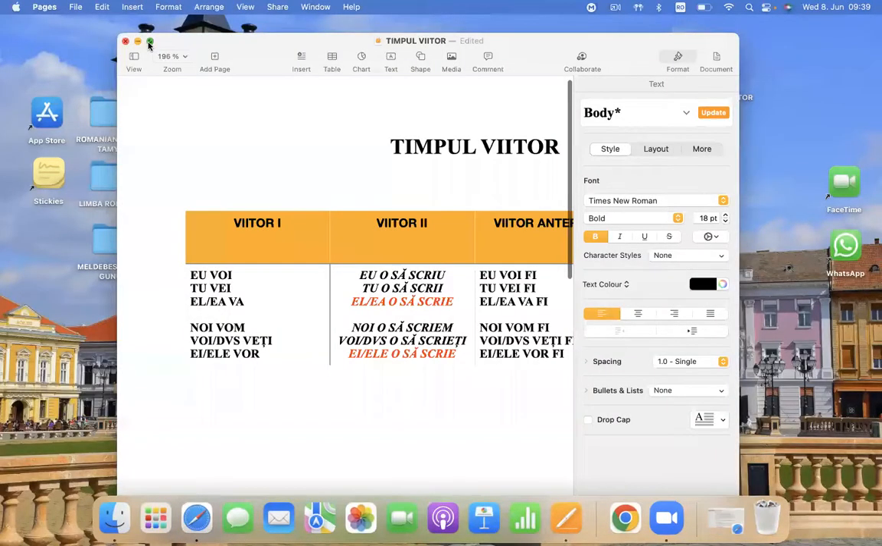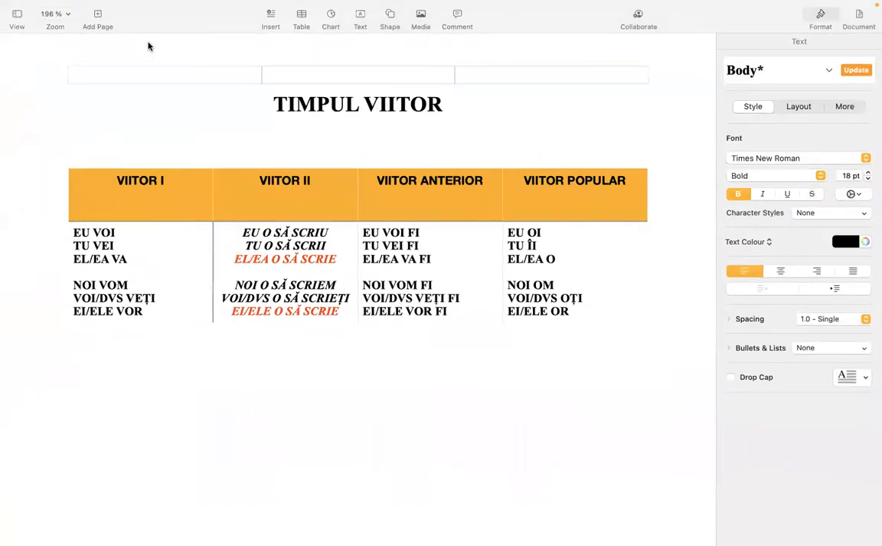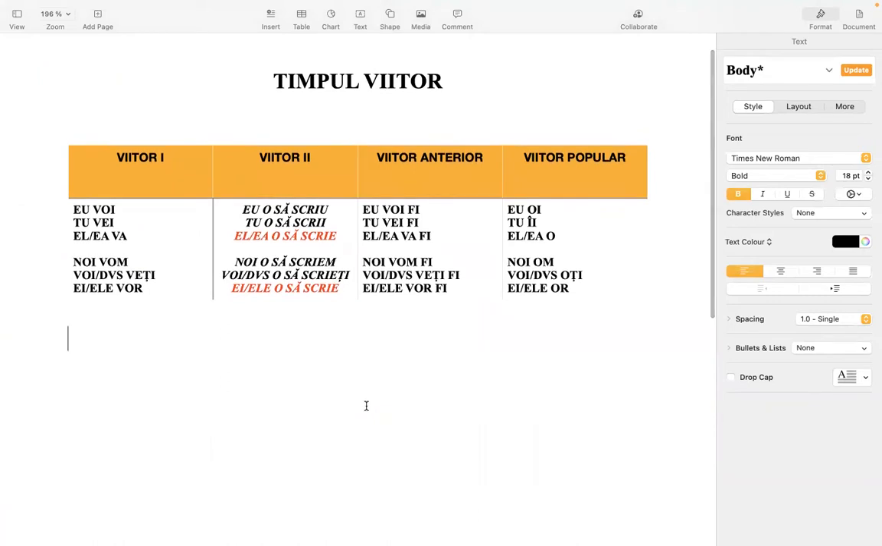As we talked last time about the past tense, or in Romanian language timpul trecut, now we are going to talk about timpul viitor. And we have four tenses about the future. We have four categories, which are viitorul 1, viitorul 2, viitorul anterior și viitorul popular. Now, it may be a little bit too much for you, but what I want you to focus on is only viitorul 1 and viitorul 2, because these are most used in Romania.